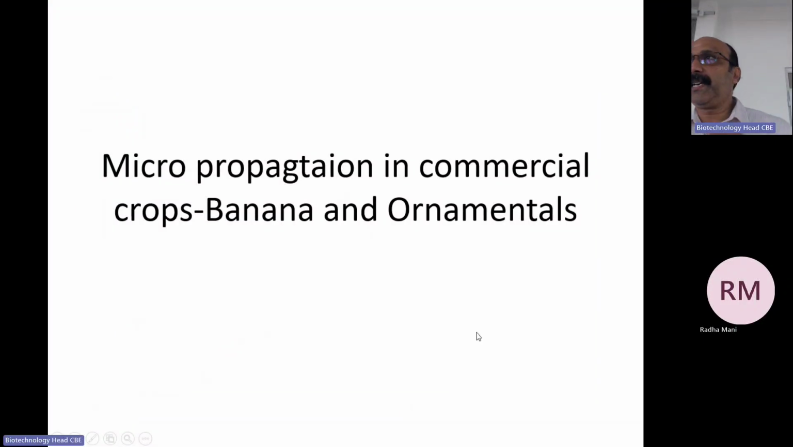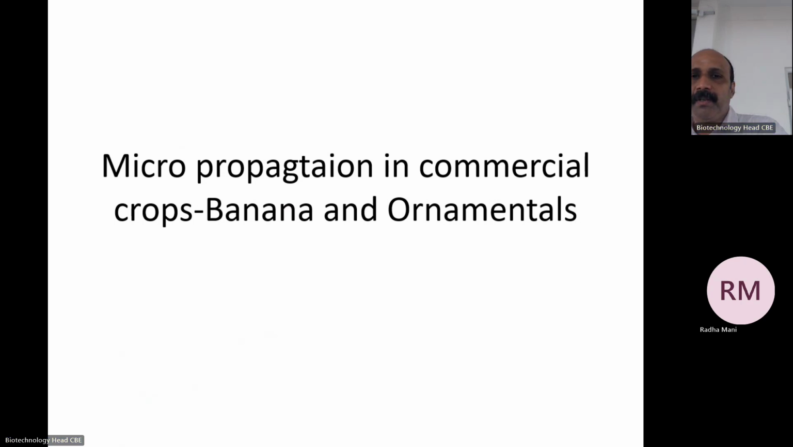Okay, from the last class, we're looking at the stages in micropropagation. How many stages? What are all the steps we need to take for micropropagation? All right. So this class will have an example of micropropagation in banana and also in an ornamental crop. That would be rose. Right.